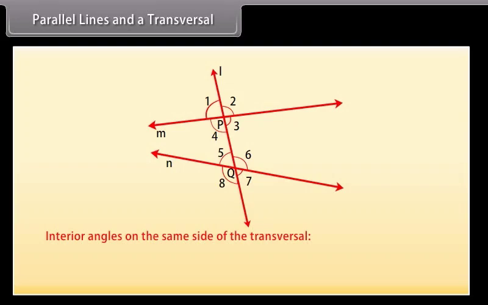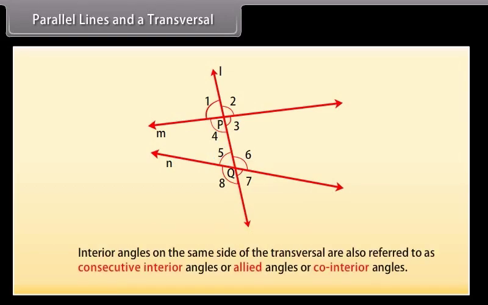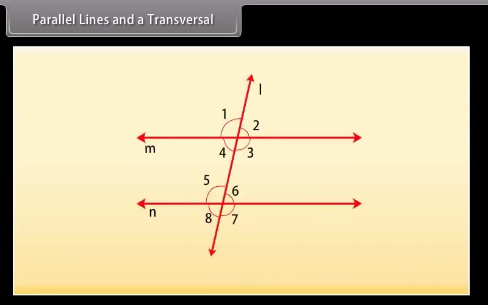Next is interior angles on the same side of the transversal. These are angle 4 and angle 5, angle 3 and angle 6. Interior angles on the same side of the transversal are also referred to as consecutive interior angles or allied angles or co-interior angles. Now let us find out the relation between the angles in these pairs when line M is parallel to line L.